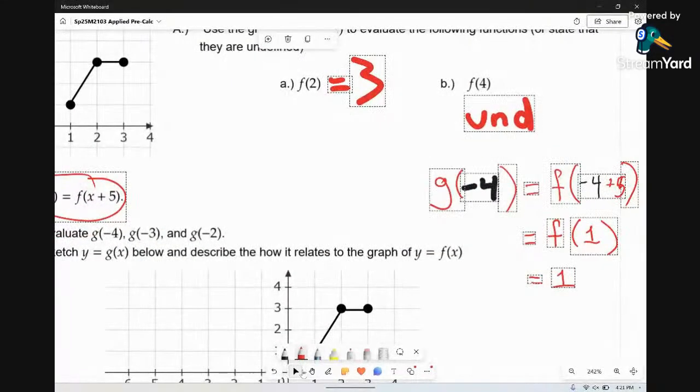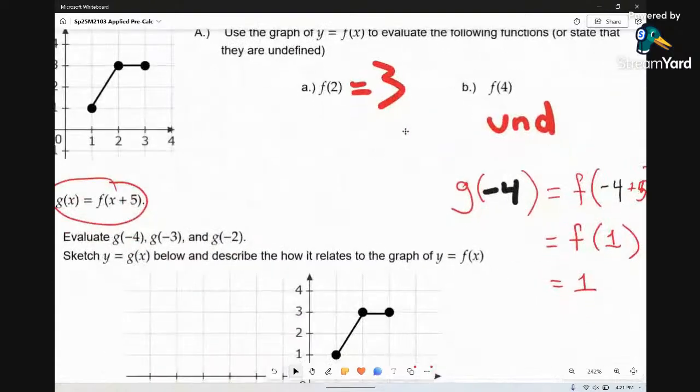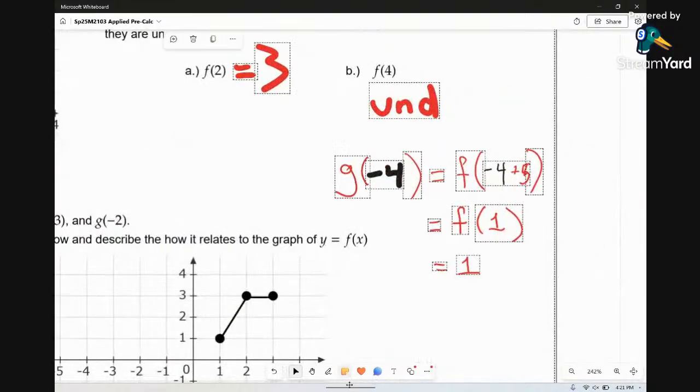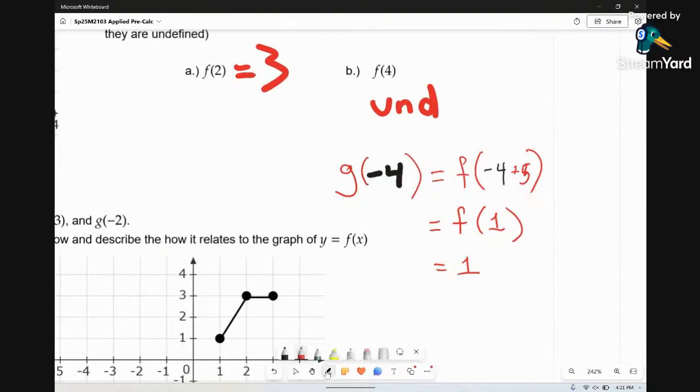I want to get rid of some stuff here if it lets me. Maybe not. All right, we'll just go this way.